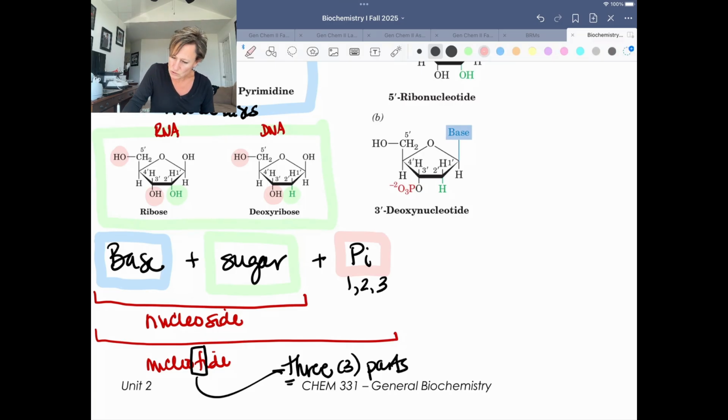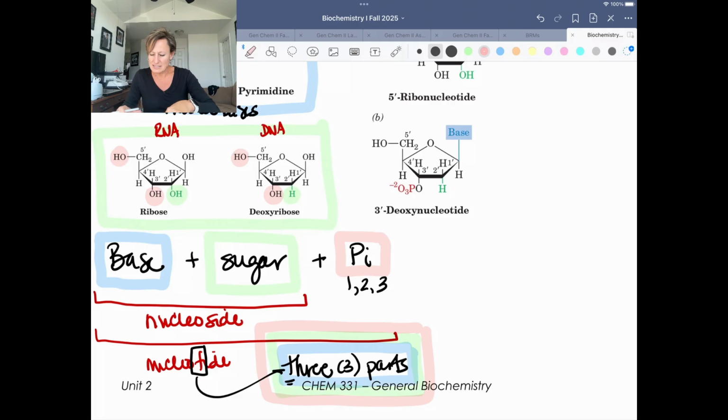And reminding you, those 3 parts are, we're going to have a base that's attached to a sugar. And I'm going to show you in just a second how we see those pieces connected. And then anywhere from 1 to 3 phosphates. So all 3 of those we need to have in order to see our nucleotides. Okay?